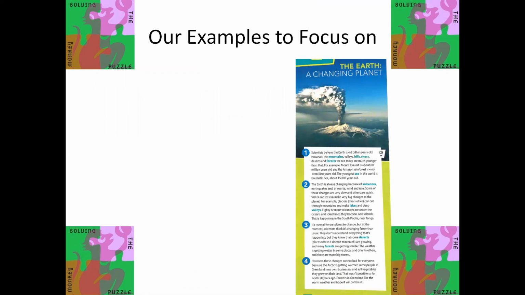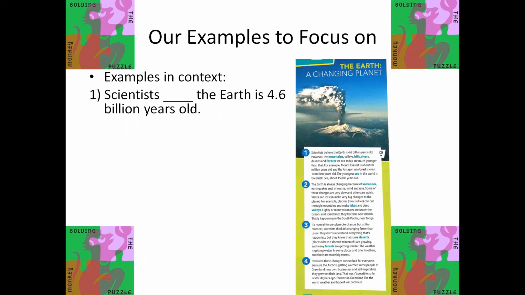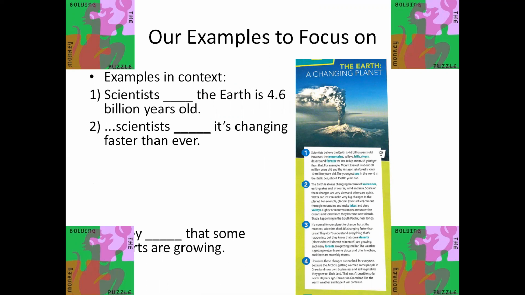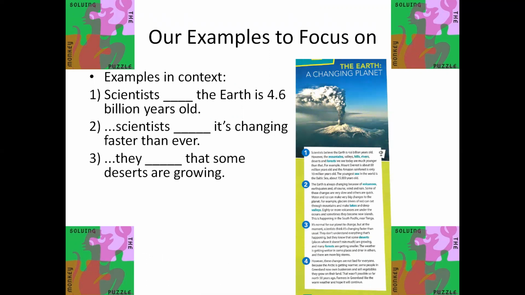So let's look at our example and the examples to focus on. This process of noticing is actually accomplished just through a series of gap fill exercises. So for example, here are examples in context. Scientists, the Earth is 4.6 billion years old, and scientists, it's changing faster than ever. They, that some deserts are growing. And at the end, farmers in Greenland, the warm weather.